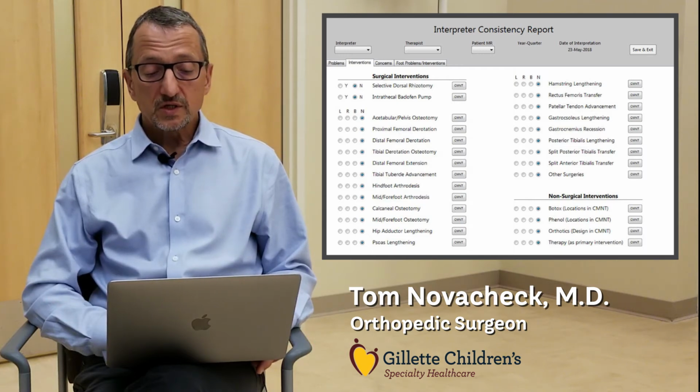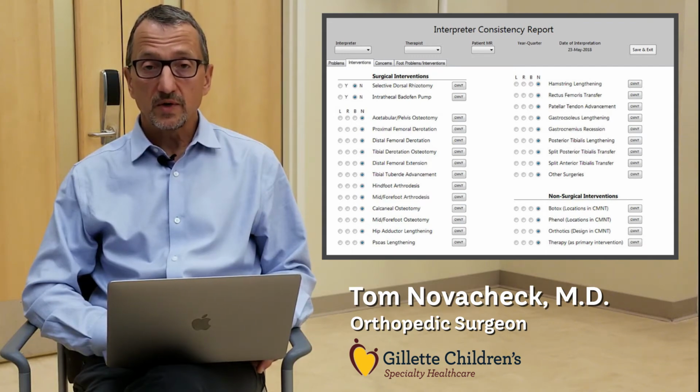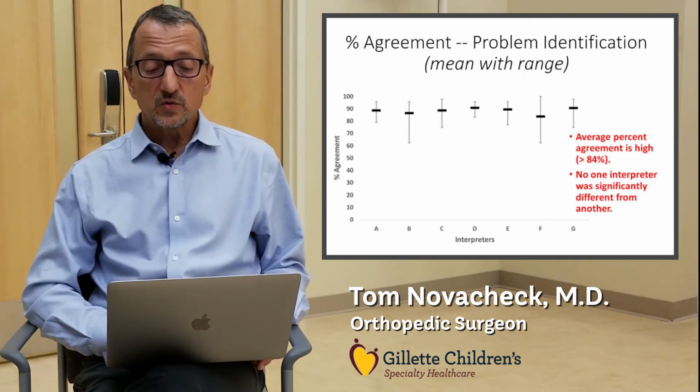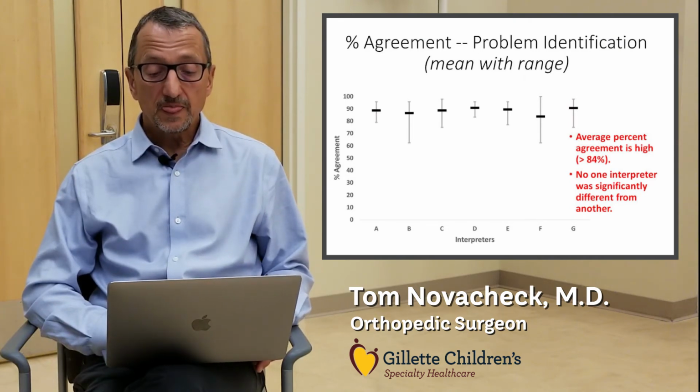We assessed the percent agreement to evaluate the consistency using an unweighted chance-corrected Fleiss kappa as the primary measure of consistency. We found that the average percent agreement is very high and no single interpreter was different from another. The agreement for bony and soft tissue problems was similar.